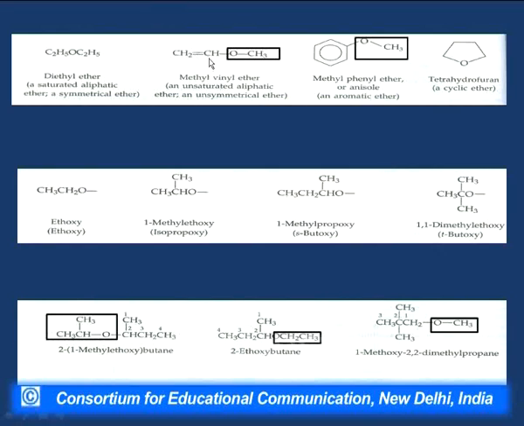Now the question comes, how will we name ethers? Please remember, it is always the smaller alkyl group along with oxygen which is taken as alkoxy, and it is added before the root name, so the name becomes alkoxy-alkane. For example, if I talk of this unsymmetrical ether, this will become methoxy-ethene because the methyl group is smaller than the double bond group, which has two carbons in it.